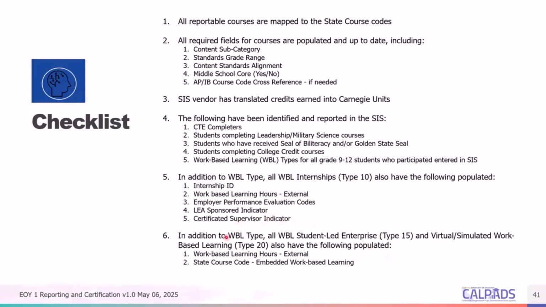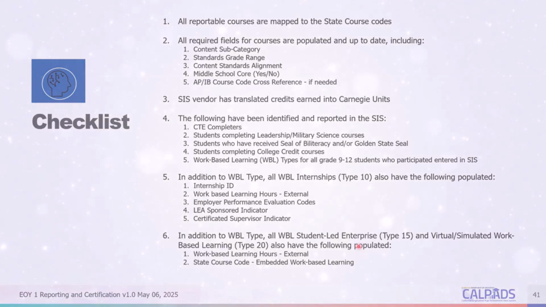And then for special ed, in addition to WBLR, type 15 and 20, you also have to report the work-based learning hours and the state course code. Okay, now this is for the simulated one. And then, of course, if you report a WBLR for transition students for the transition-based type code, it is expected that the student has an active special education status in CALPADS. So if the student moves from one district to another, be sure to report the special ed required information as well.